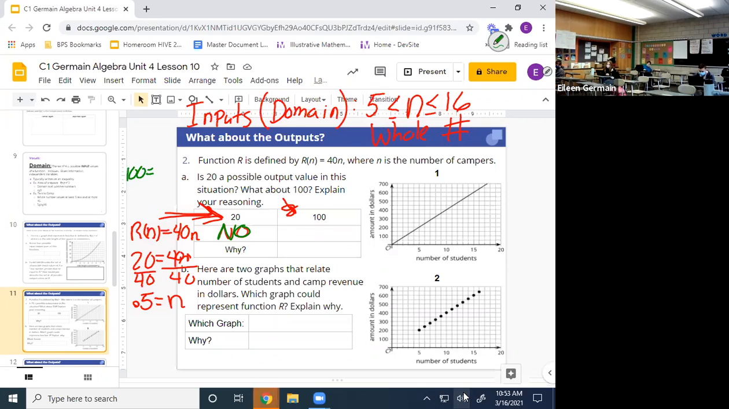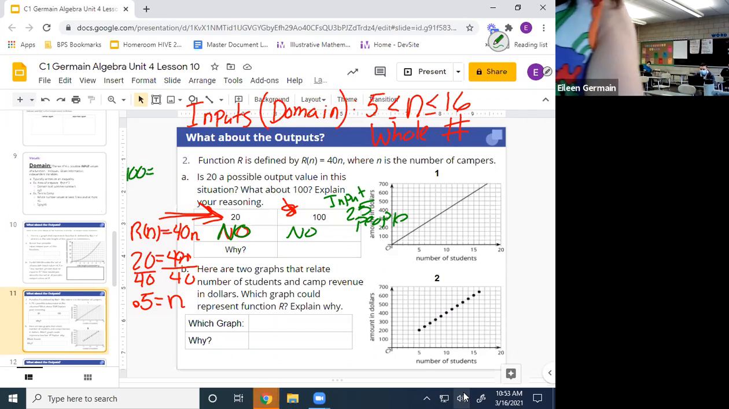$100 would have an input of 2.5 people. And what is that? Why does that not work? Very good. It's a decimal, not a whole number, and it falls below that constraint of the minimum of 5 people. Do you see why these two both don't work? In order for it to be an output, it needs to meet the input constraints.